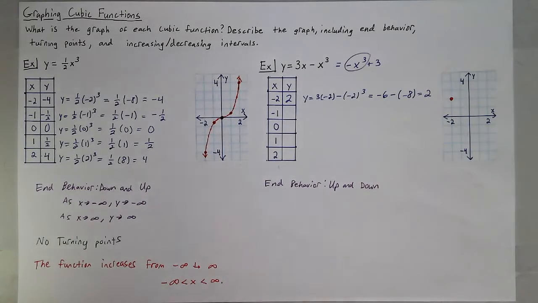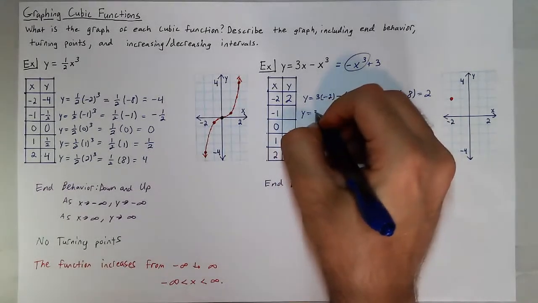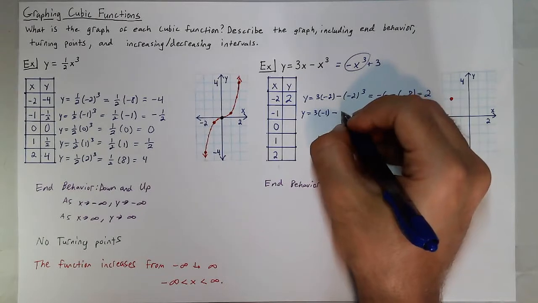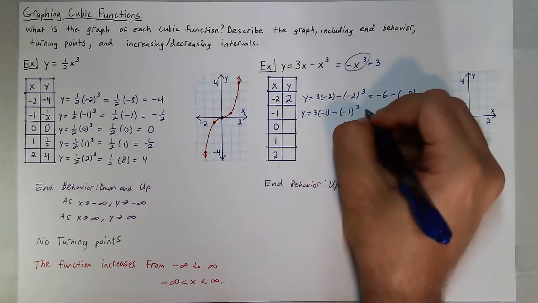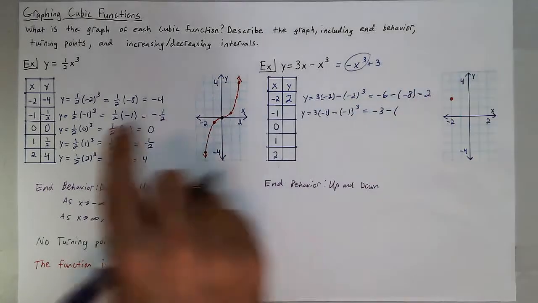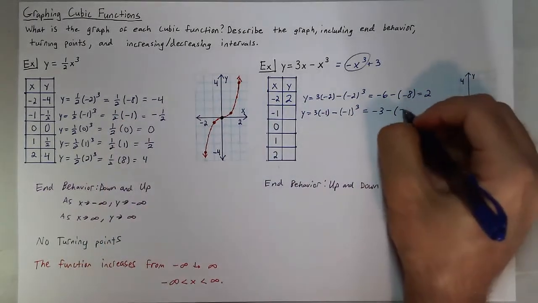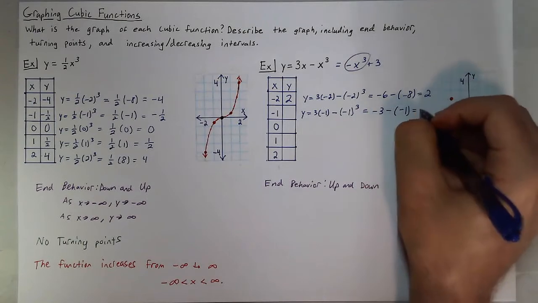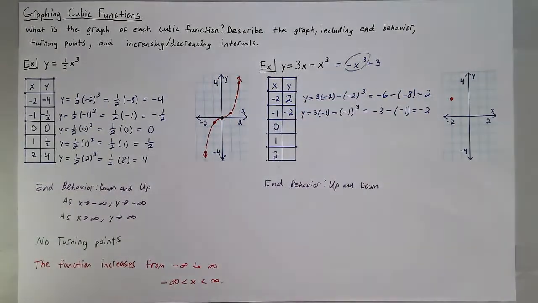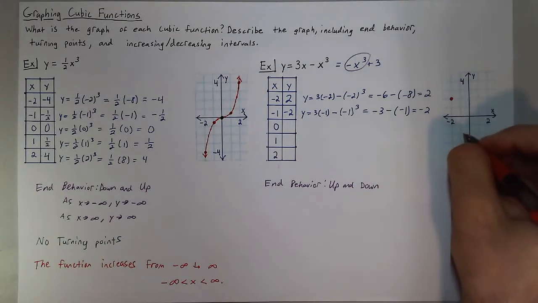Now let's plug in -1. I get y is equal to 3 times -1 minus -1 cubed. So it's 3 times -1, which is -3, minus -1 cubed, which gives me -1. And that ends up giving me -3 plus 1, which is -2. So I have another point at -1, -2.